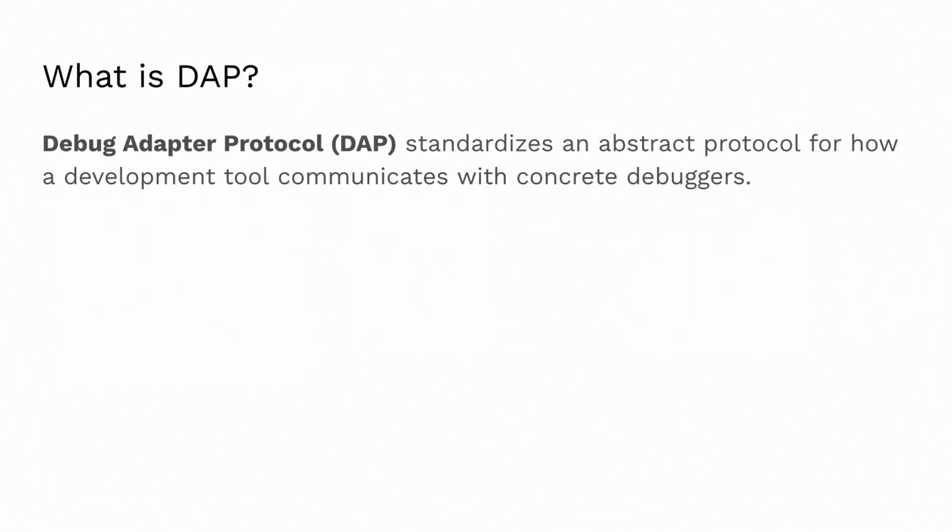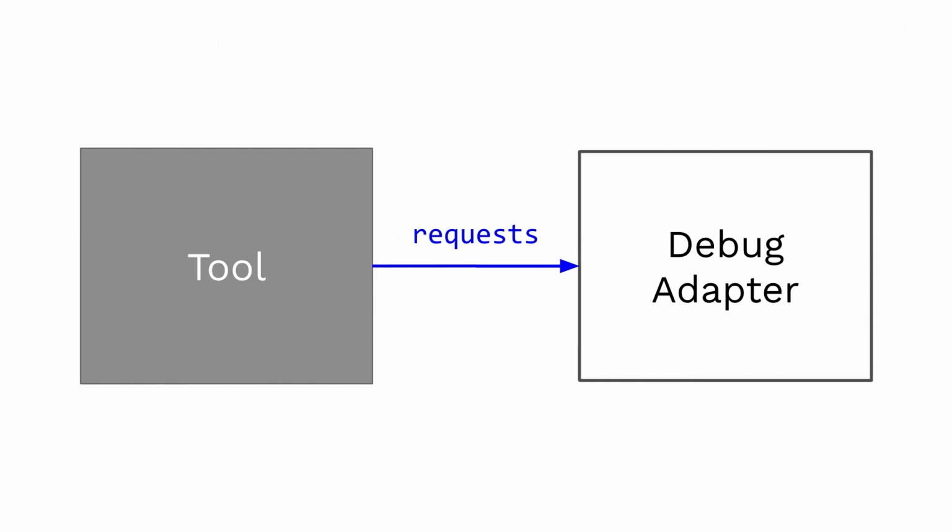So what is DAP? The debug adapter protocol standardizes an abstract protocol for how a development tool communicates with concrete debuggers. And what this means more generally is that VS Code implements a client of the debug adapter protocol, so it speaks the same language to the Go debugger, the Python debugger, and the Java debugger, and all of these debuggers are called a debug adapter because they implement the server side of the debug adapter protocol.